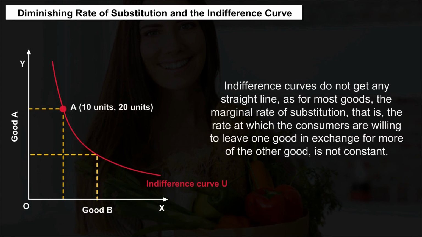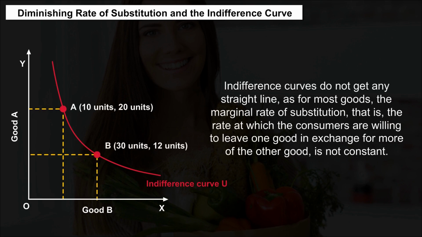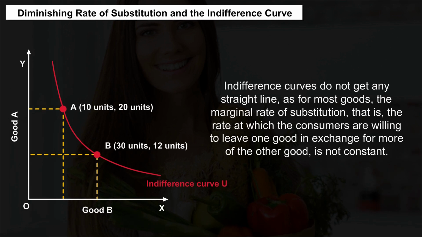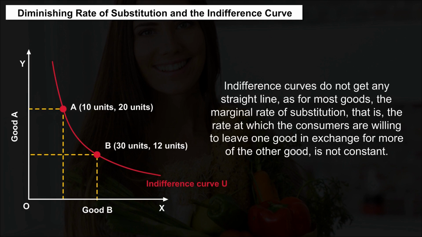Indifference curves are not straight lines, as for most goods the marginal rate of substitution, that is, the rate at which consumers are willing to give up one good in exchange for more of the other good, is not constant.